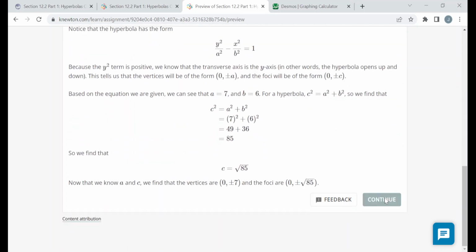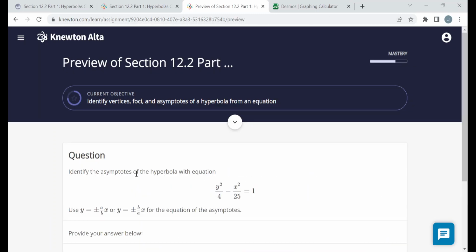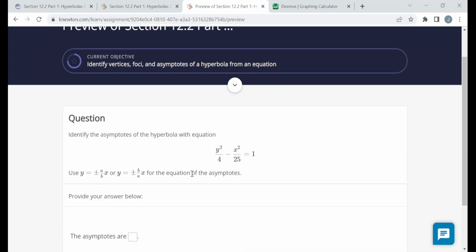Alright, and again, read through the answer explanations if you need to. Here, what are the asymptotes? So again, we're asked to write y equals mx, y equals slope times x, and then the y-intercept is going to be the origin, right? Both these asymptotes run through the center, which is (0, 0), so their y-intercept is 0.